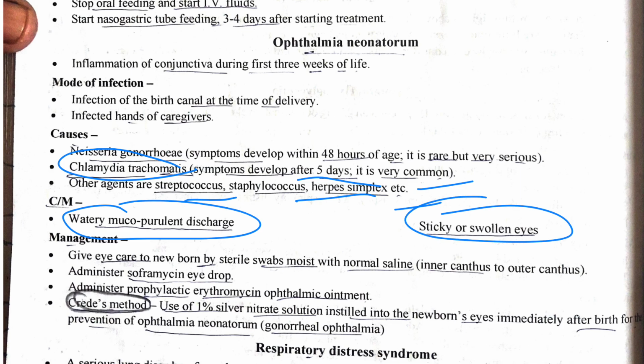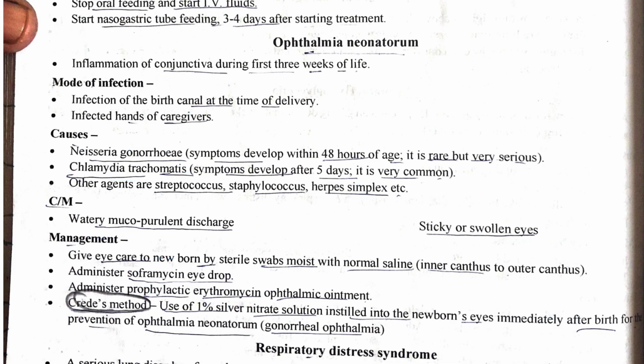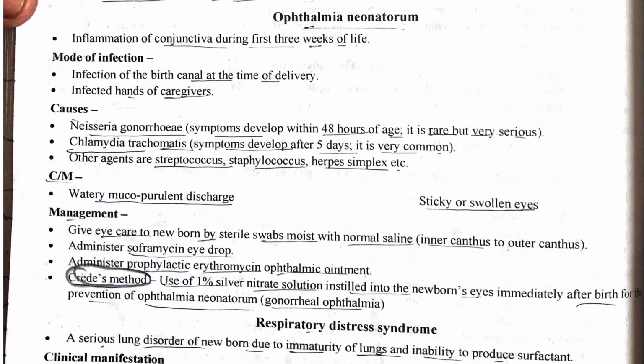Management: give eye care to the newborn with sterile swabs moistened with normal saline, wiping from inner canthus to outer canthus. Administer tobramycin eye drop. Administer prophylactic erythromycin ophthalmic ointment. Crede's method: use of 1% silver nitrate solution instilled into the newborn's eyes immediately after birth for the prevention of ophthalmia neonatorum, gonorrheal ophthalmia.